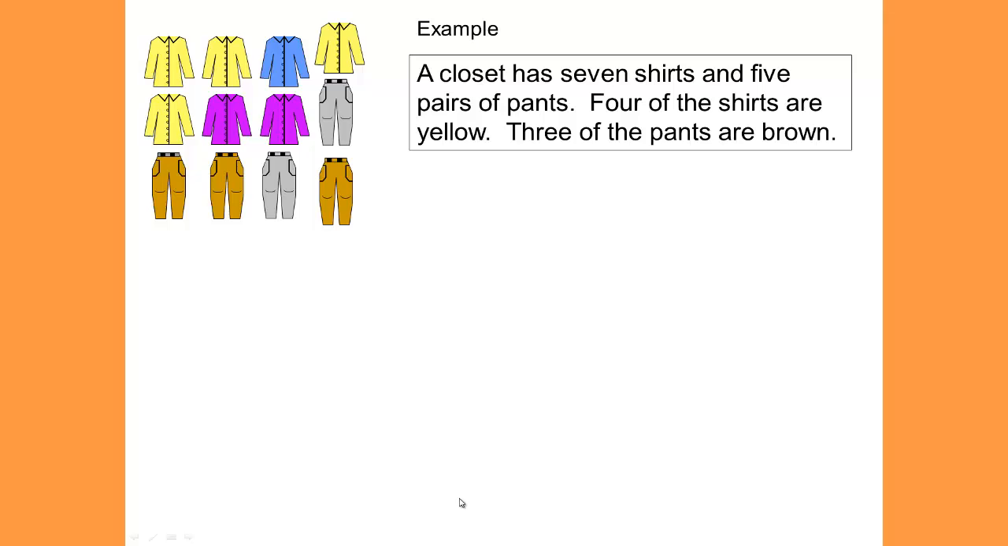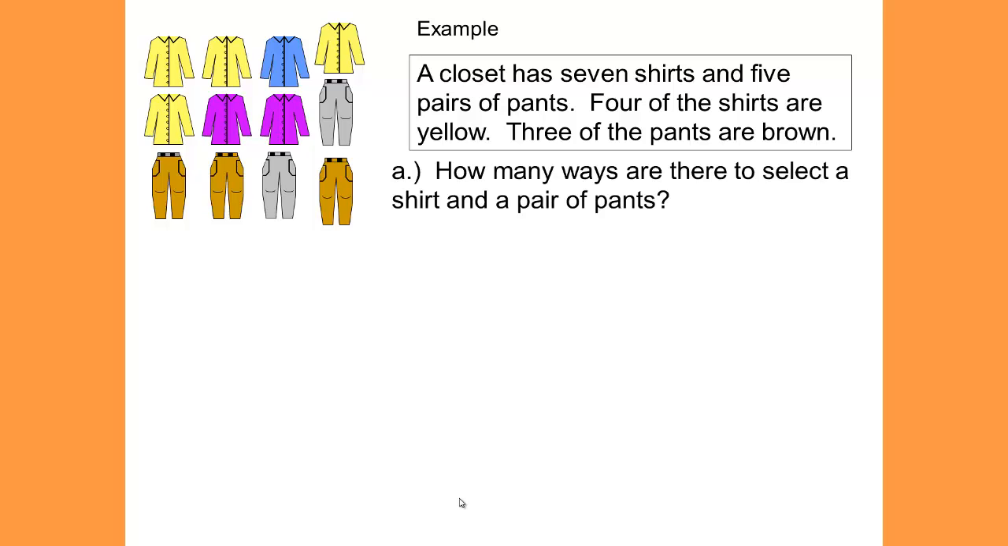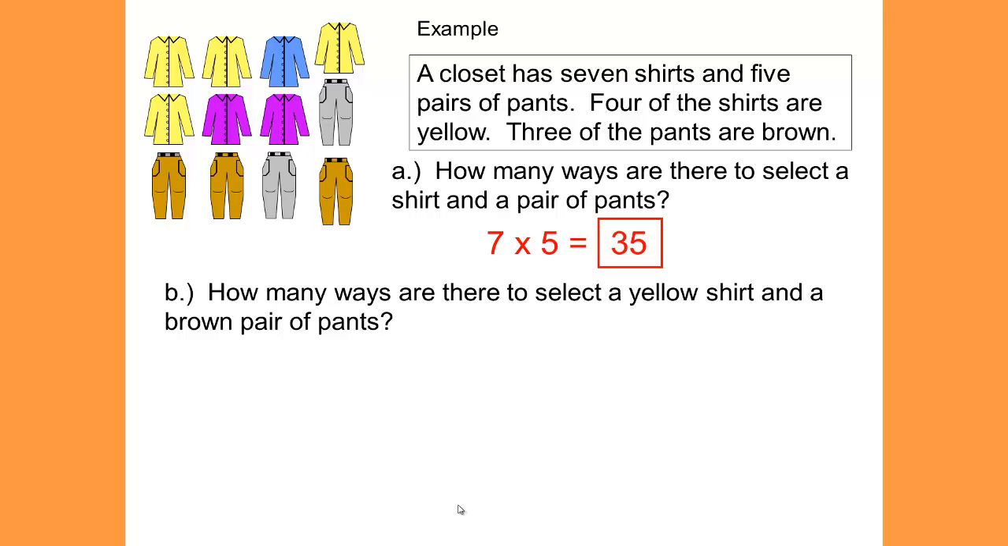We'll approach this problem very similarly as we did the previous one. Think about our sample space. We have a closet with shirts and pants. 4 yellow shirts, 3 brown pants are part of the closet. How many ways are there to select a shirt and a pair of pants? We would just use the fundamental counting principle to find out the number of ways to select from the closet regardless of color. That would be 7 ways to choose the shirt times 5 ways to choose the pants, or a total of 35. Next, we need to think about just the yellow shirts and the brown pair of pants. Since 4 of the shirts are yellow and 3 of the pants are brown, there's only 12 ways to have that combination of colors.